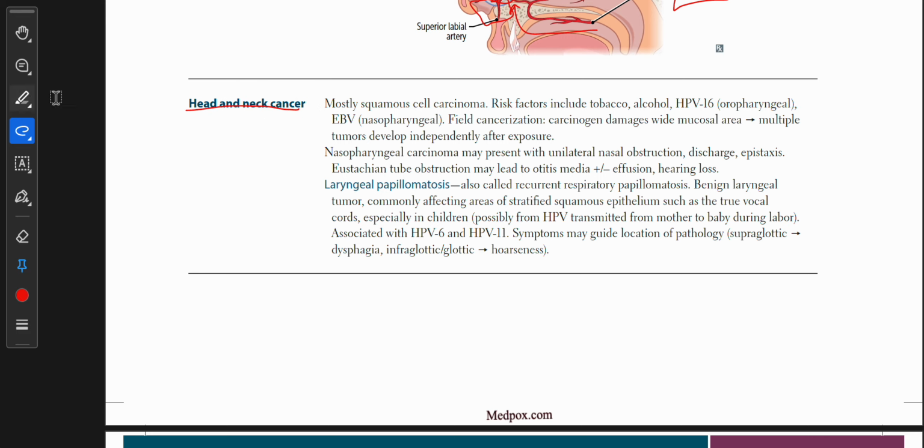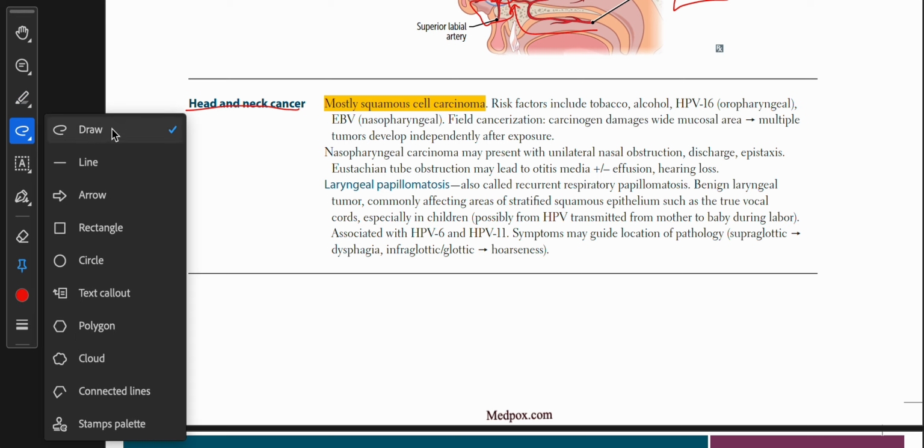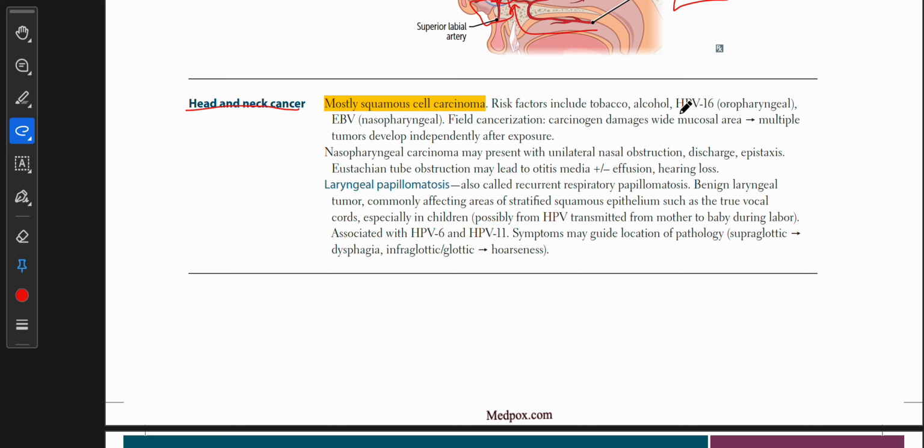Head and neck cancer is most commonly squamous cell cancer, and the risk factors include tobacco, alcohol, HPV (human papilloma virus 16, oropharyngeal), and Epstein-Barr virus, which causes nasopharyngeal carcinoma. So basically, here is human papilloma virus 16, which causes oropharyngeal carcinoma, and then Epstein-Barr virus, which causes nasopharyngeal carcinoma.